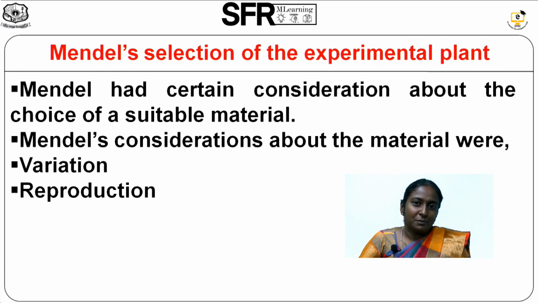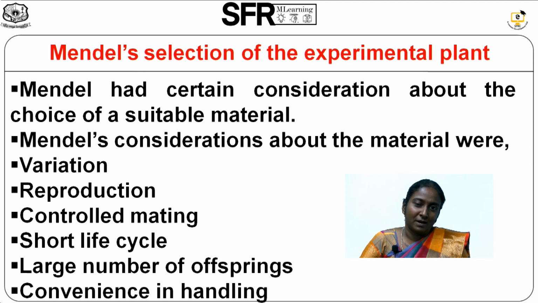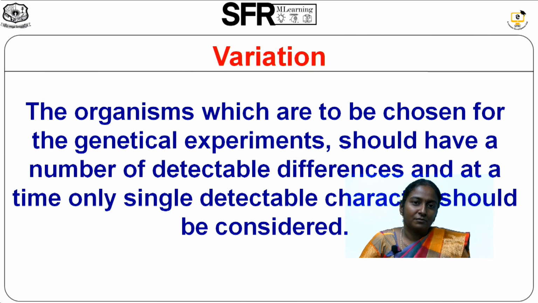Mendel, for his experiment in hybridization, had certain considerations for the selection of plant. The considerations which he had are variation, reproduction, controlled mating, short life cycle, large number of offsprings and convenience in handling. So, let us see one by one. So, variation is the plant should be having variety of expressions in traits.